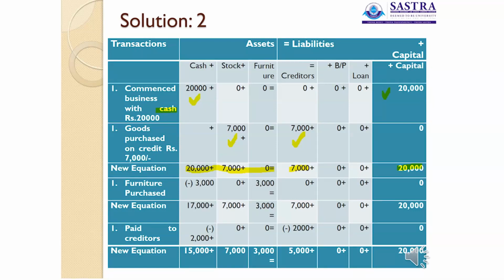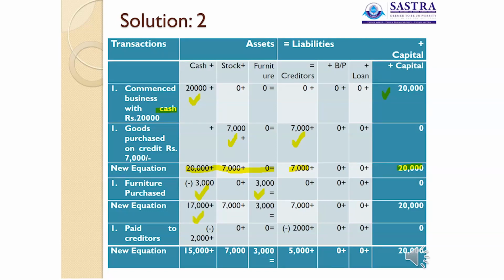Then next one is furniture purchased. What are the accounts involved here? Furniture account and another one is cash account. Here the cash value decreased because cash goes out of the business. Here furniture increases the value of the asset, so plus 3,000. Here there is no effect on the liability. Now you have to add this. Cash value decreased by rupees 3,000. So 20,000 minus 3,000, 17,000. So 17,000 is the value of cash in hand.